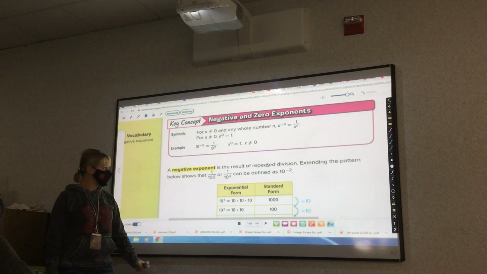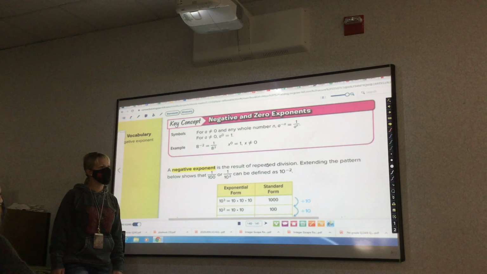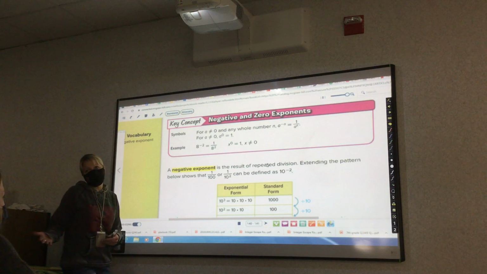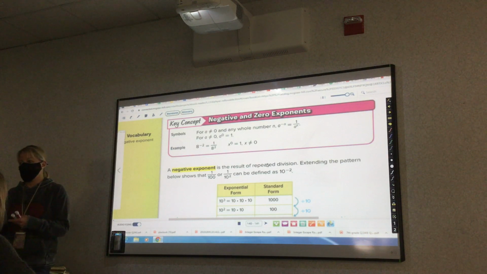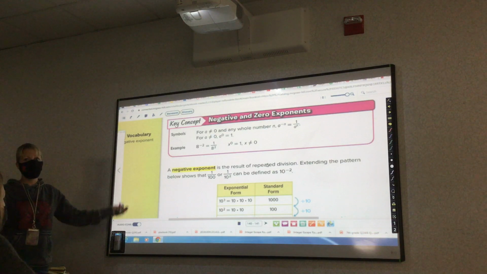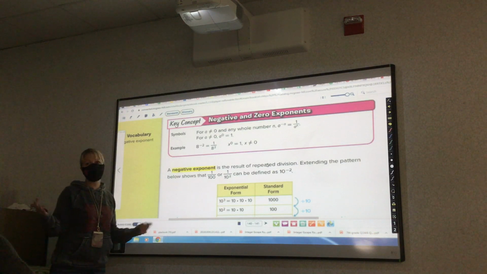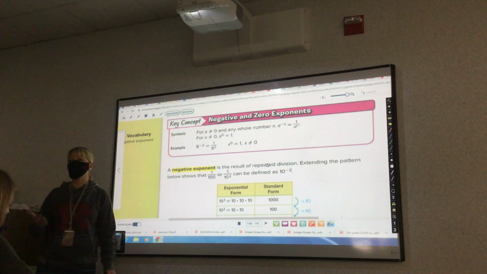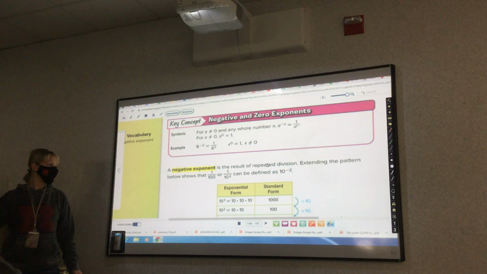In the explanations here, it says a negative exponent is a result of repeated division. Because a normal exponent, a positive exponent, is repeated multiplication, right? So this is repeated division. That's why I just know I make it a fraction. And it's always underneath the number 1, okay?